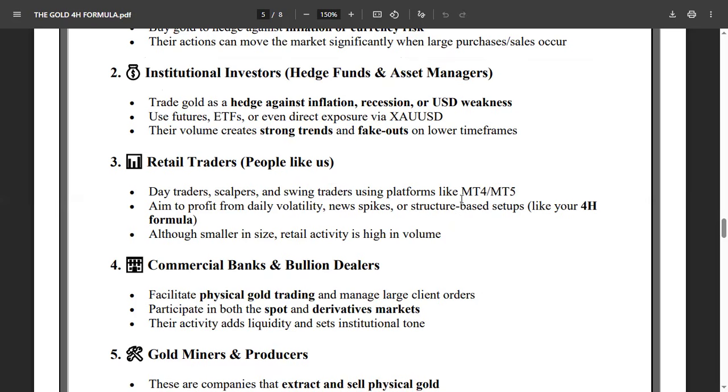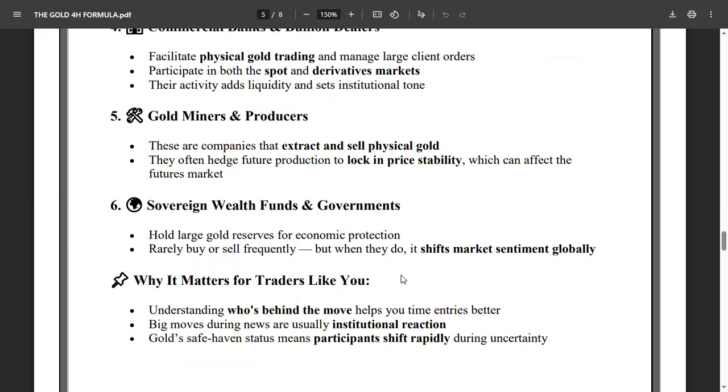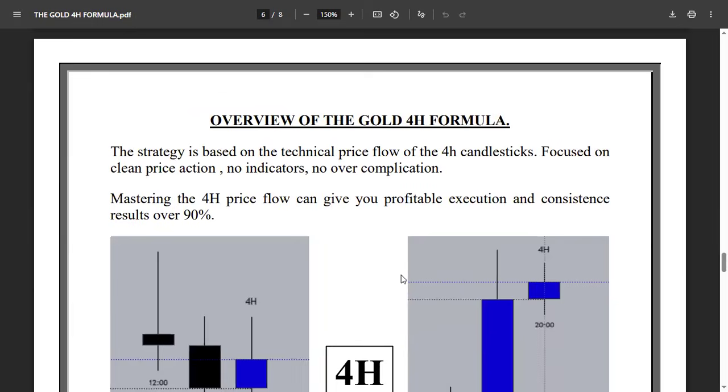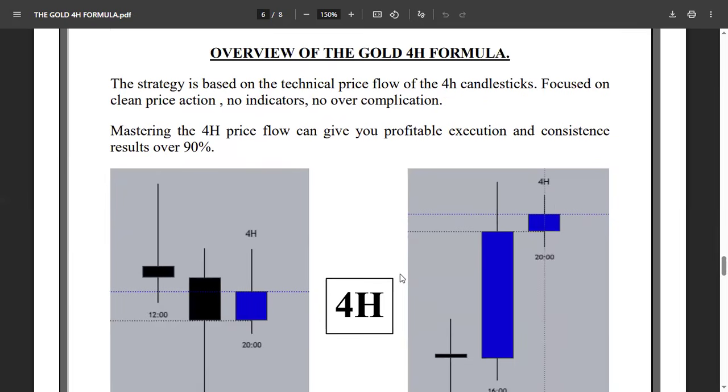That is the best way to be confident in the market. All right. Now let's dive in. Let me give you a little bit of the overview of our formula. Now, this formula is the best to my side since I've started trading gold.